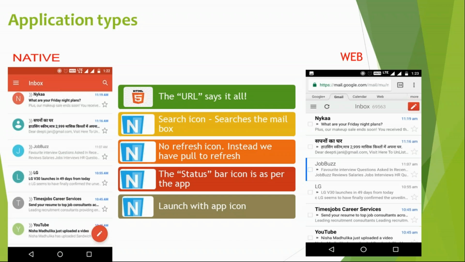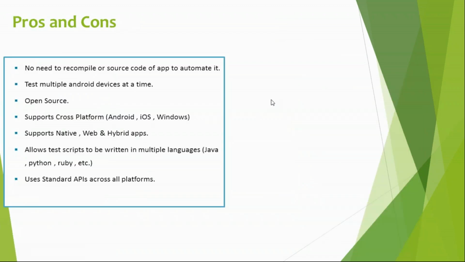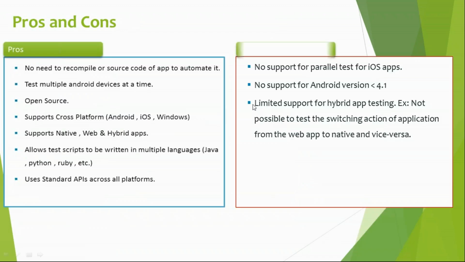So clear, guys, what is hybrid, native and web applications in mobile? And what are the major differences between native and web applications? Any queries here? Now let's discuss the pros and cons of the Appium automation tool.